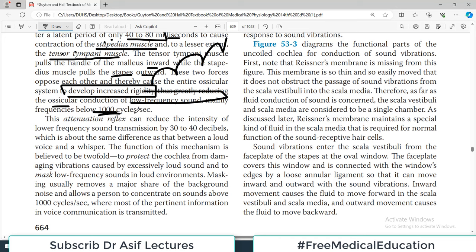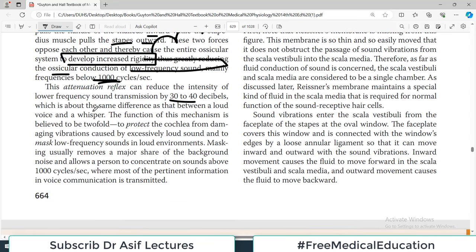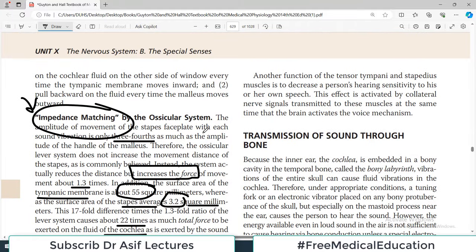This attenuation reflex can reduce the intensity of the lower frequency sound by 30 to 40 decibels, because you don't hear low frequency sound now, because the system is rigid and you cannot amplify it. The function of this mechanism is believed to be twofold. Number one, to protect the cochlea from damaging vibration caused by excessively loud sound, and to mask the low frequency sound in a loud environment, so that you can leave the low frequency sound and focus on the bigger sounds. This is an important mechanism that we use when we are in a place where multiple sounds are present.